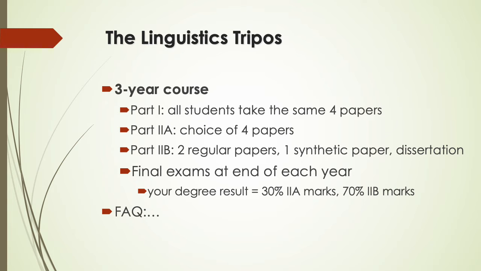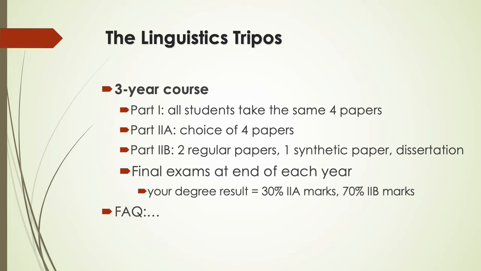The linguistics tripos is a 3-year course. In the first year, called Part 1, all students take the same 4 papers. This uniform structure has the advantage of enabling you to meet all of the other students in your year group across all of the colleges, and have 4 papers worth of experiences and challenges in common to discuss with them. In the second year, called Part 2A, you choose 4 papers from a set of about 25 options, including topics such as language acquisition, computational linguistics, phonetics, historical linguistics, and psycholinguistics.